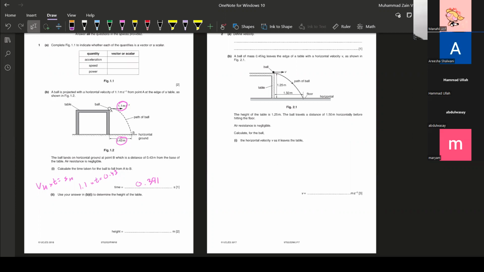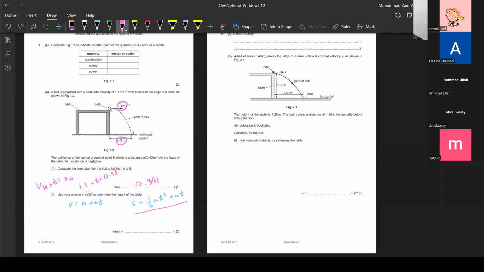So a way to do this: I know the time, so the formula I need to use would be one that involves time. It would either be v equals u plus at, or the formula s equals ut plus 1 over 2 at square. I need to determine the vertical height, so I'll probably prefer this formula.